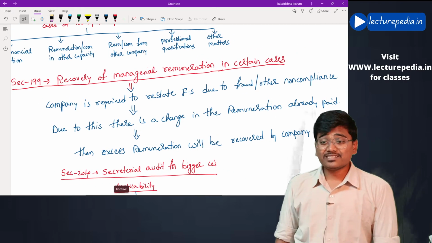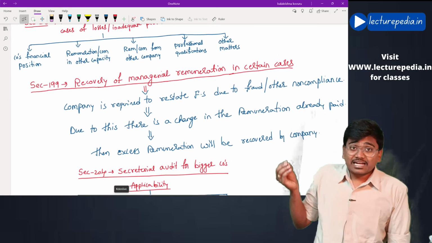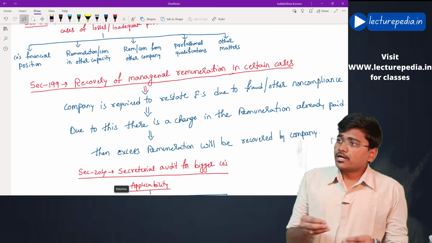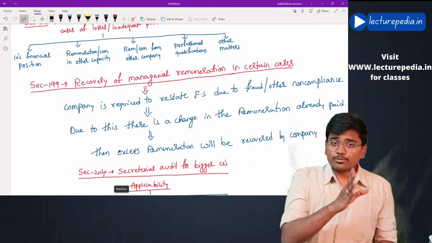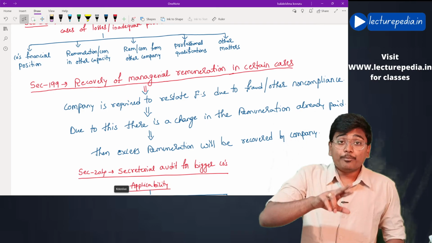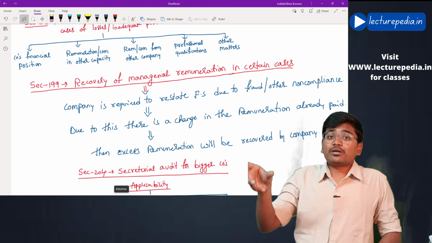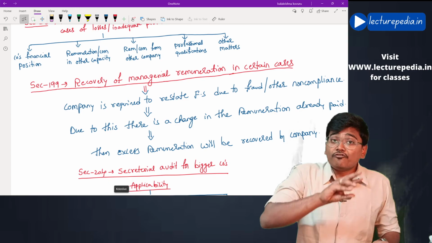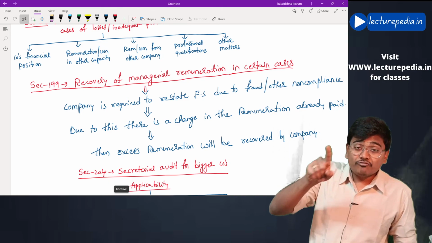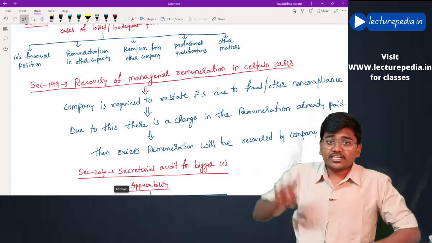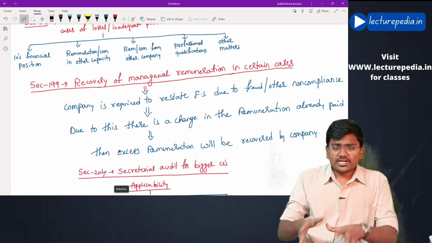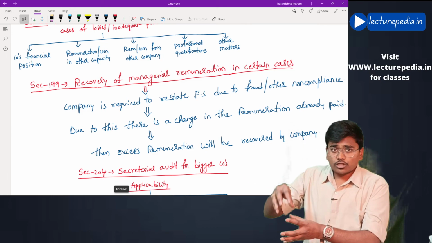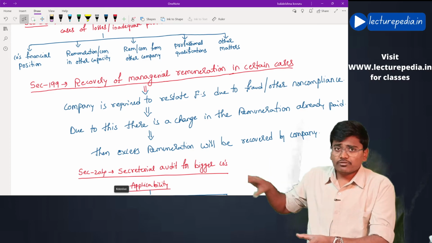Next, section number 199, recovery of managerial remuneration in certain cases. See, we have seen that managerial remuneration as per section number 197 will be paid based on the profit as per section number 198. Okay, the limits of 1%, 3%, 5%, 10% will be applied on the profits that you have arrived as per section number 198. Now, the company has prepared its financial statements and it has arrived at the profit as per section number 198, and based on that profit it has calculated the remuneration and it has given the remuneration to the directors.